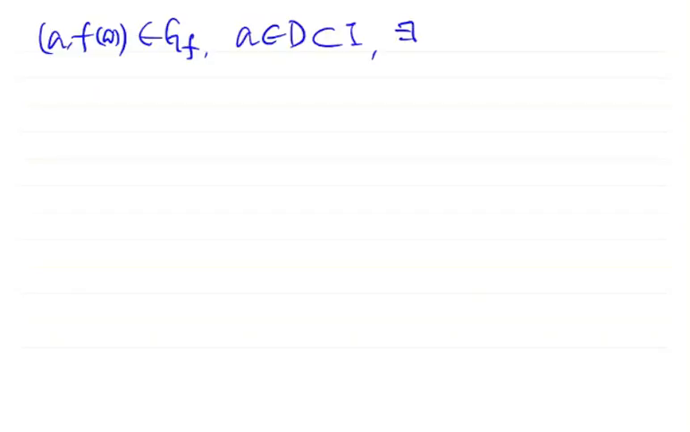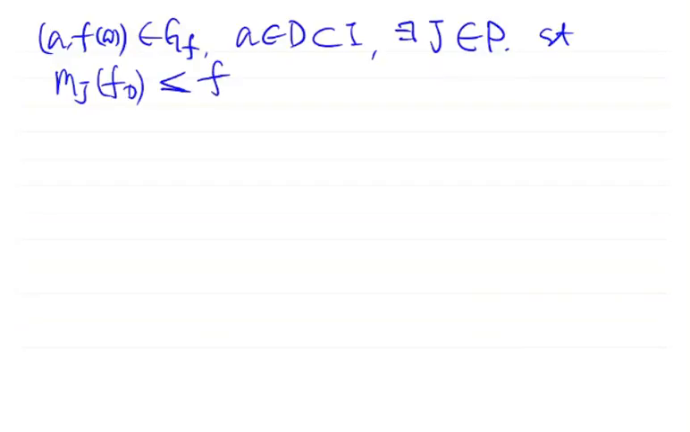Therefore, there is a subrectangle J from the partition such that m_J^D will not be greater than f_D(a). f_D(a) is f(a). Why is this inequality true? Because m_J is the infimum of f_D over the rectangle J.